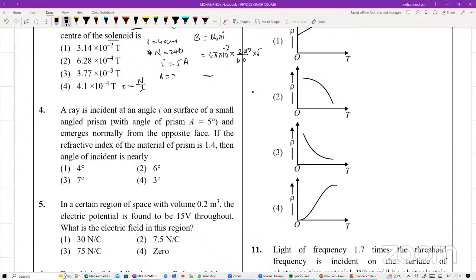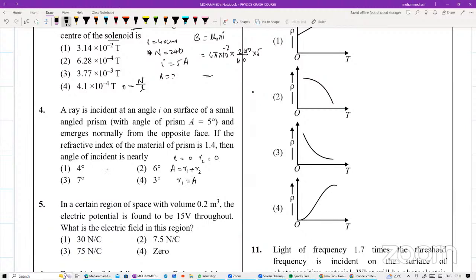The ray is incident at an angle I on the surface of a small angled prism with angle of the prism 5 degrees and emerges normally from the opposite face. If the refractive index of the material of prism is 1.4, then angle of incidence is nearly how much? So अगर emerging normally है तो angle of emergence कितना बन जाएगा बेटा? 0, isn't it? तो R2 की वैल्यू भी 0. You know the formula, angle of the prism will be equal to R1 plus R2, isn't it? So R1 will be equal to angle of prism के बराबर हो जाएगा.